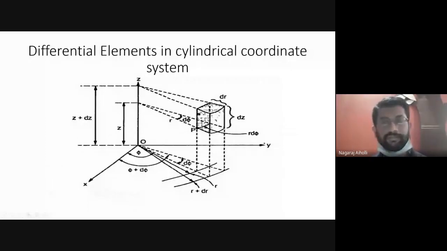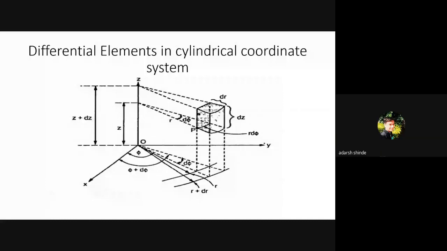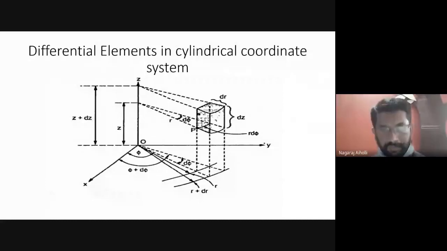Yes, students, are you following here? Yes, sir. Okay. So r into d phi gives the arc length. Radius r multiplied by the angle gives the arc length r d phi. Remember this.